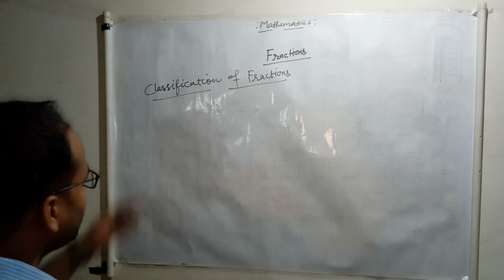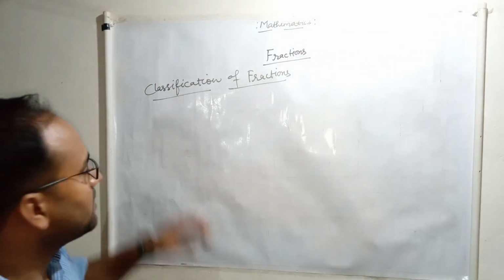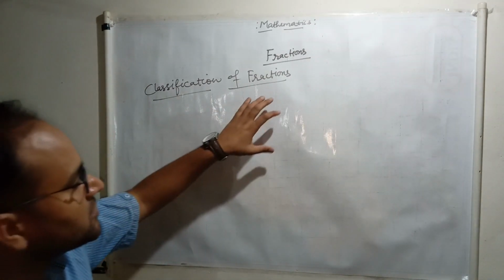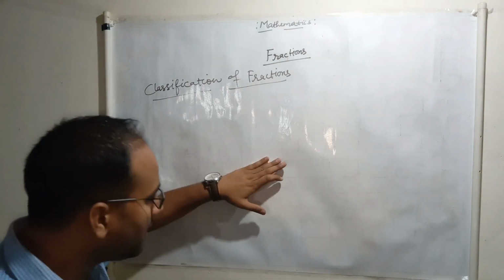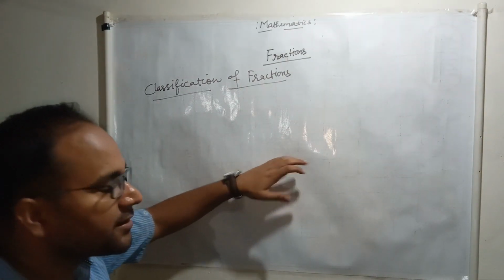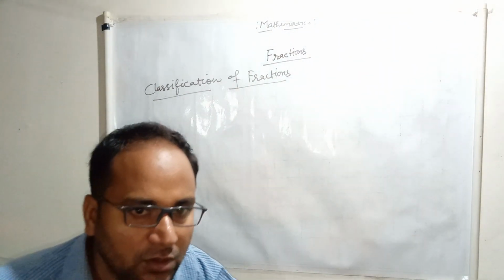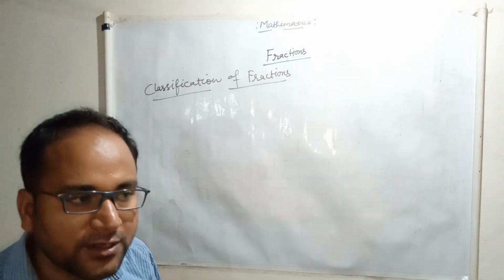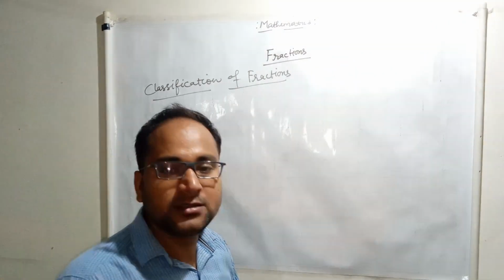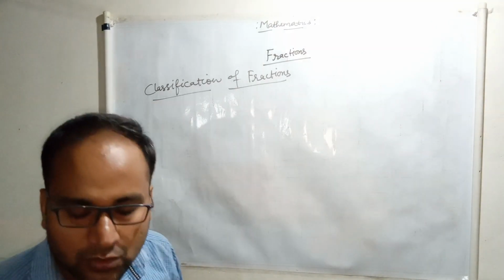Hello students, we have done those two definitions. A proper fraction is always less than 1, and an improper fraction is always greater than or equal to 1. Sometimes it is equal to 1 also, meaning when the numerator and denominator are both equal. In this case, the improper fraction is equal to 1.